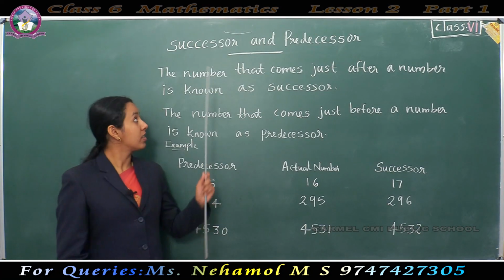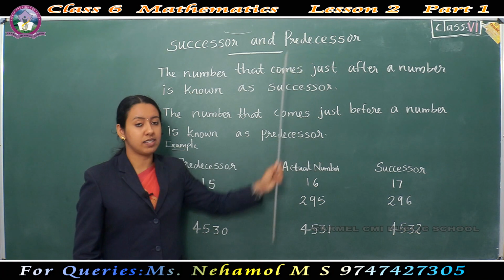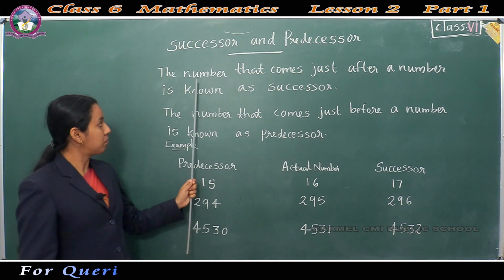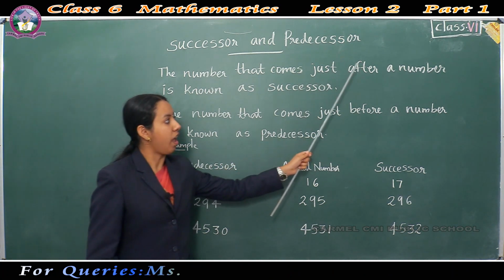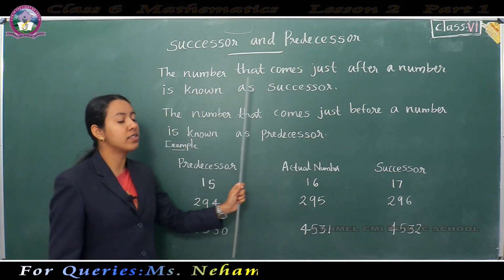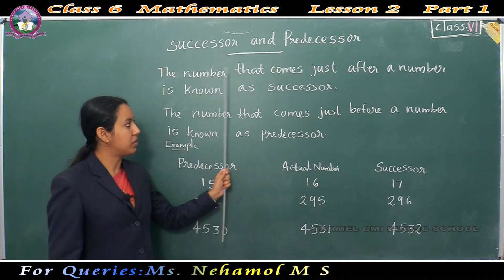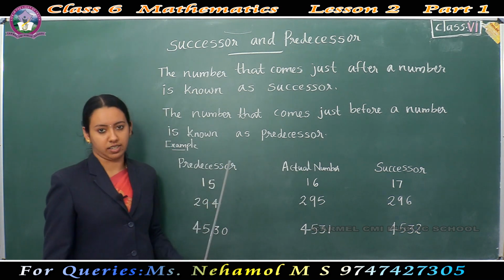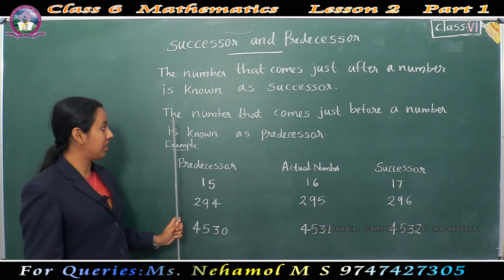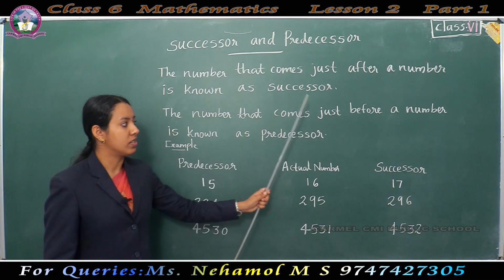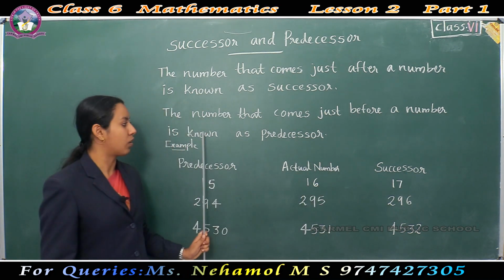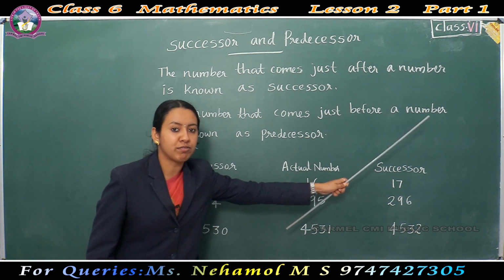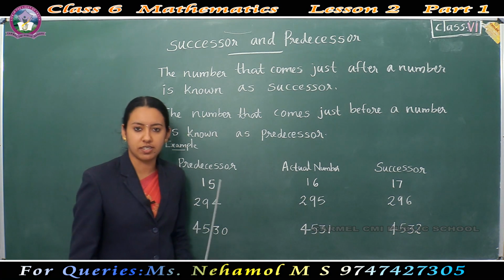Next topic, successor and predecessor. The number that comes just after a number is known as successor. Then what about predecessor? The number that comes just before a number is known as predecessor.